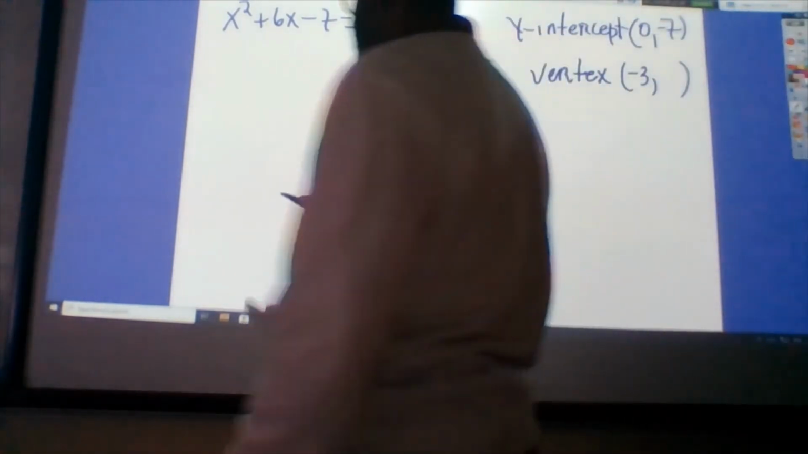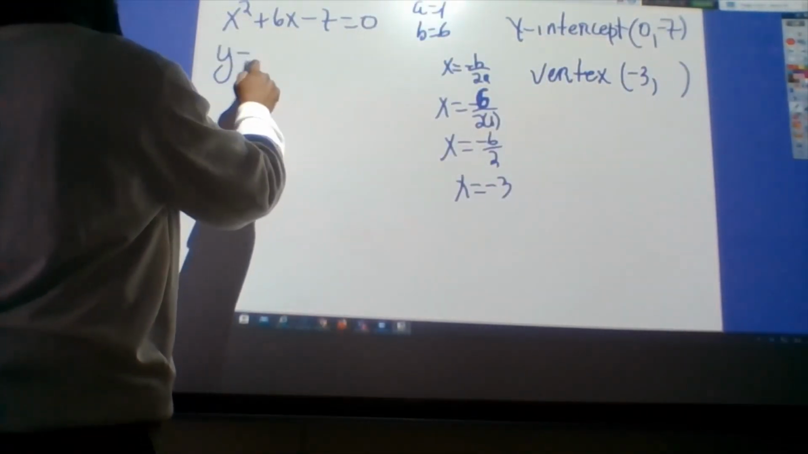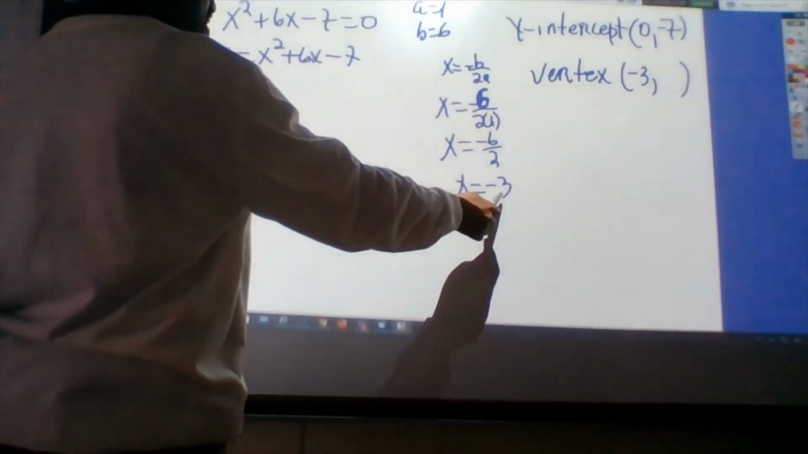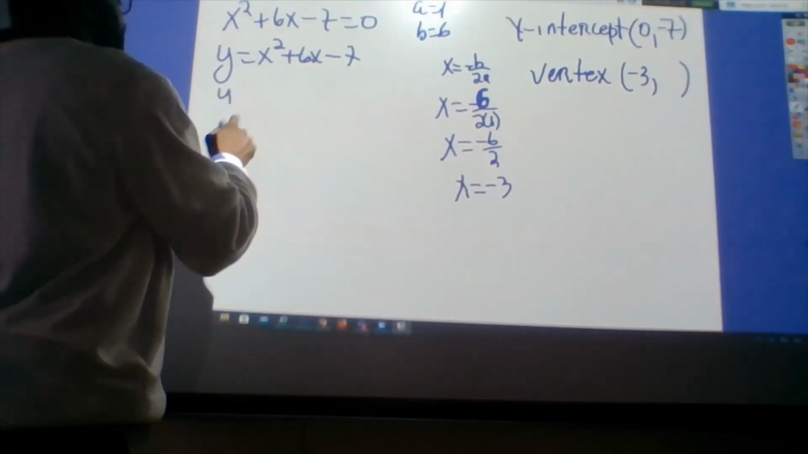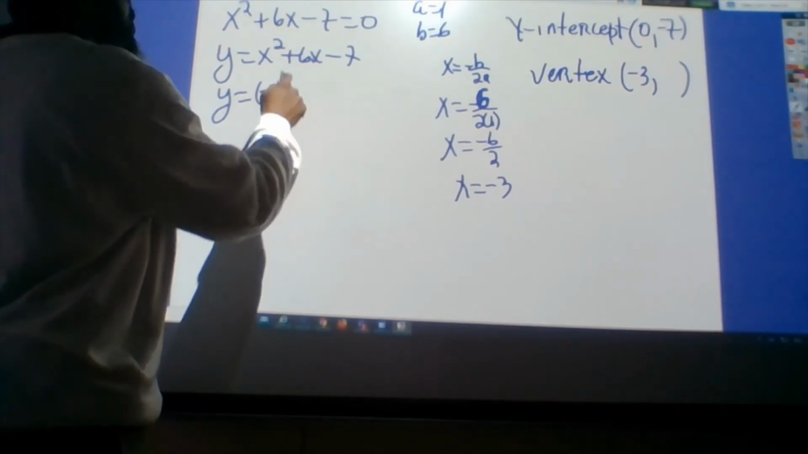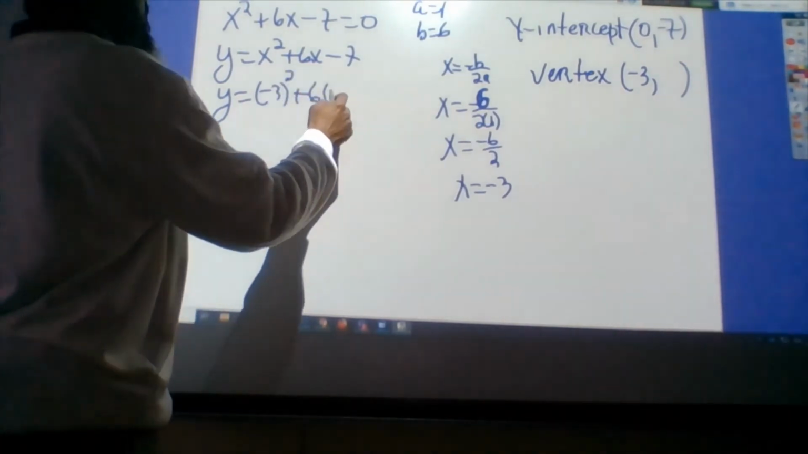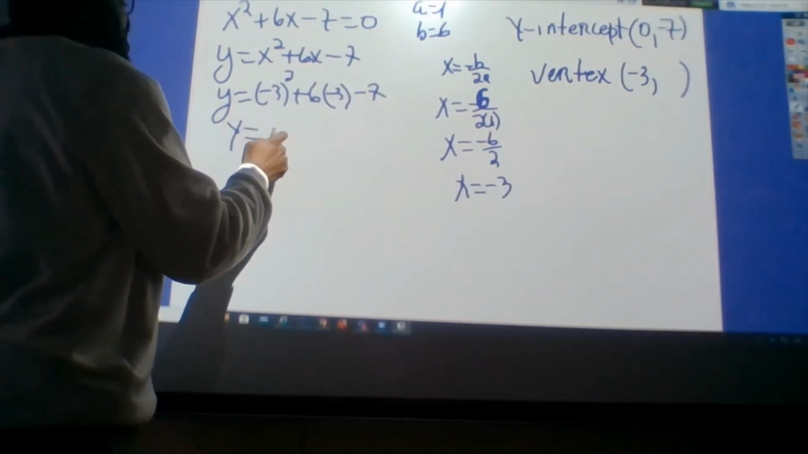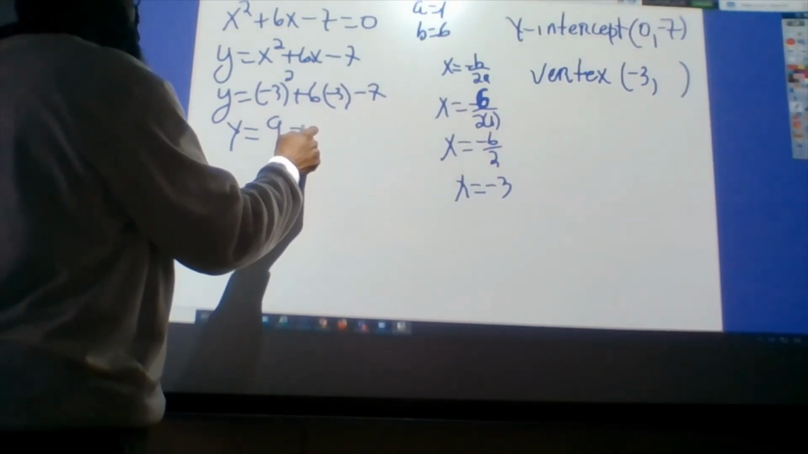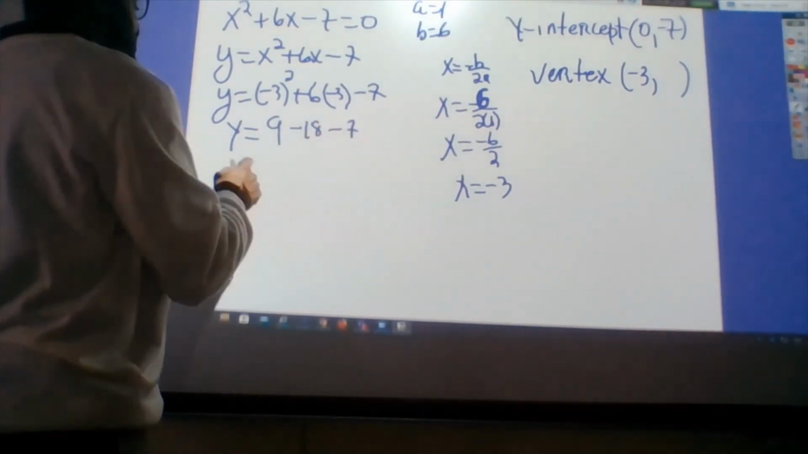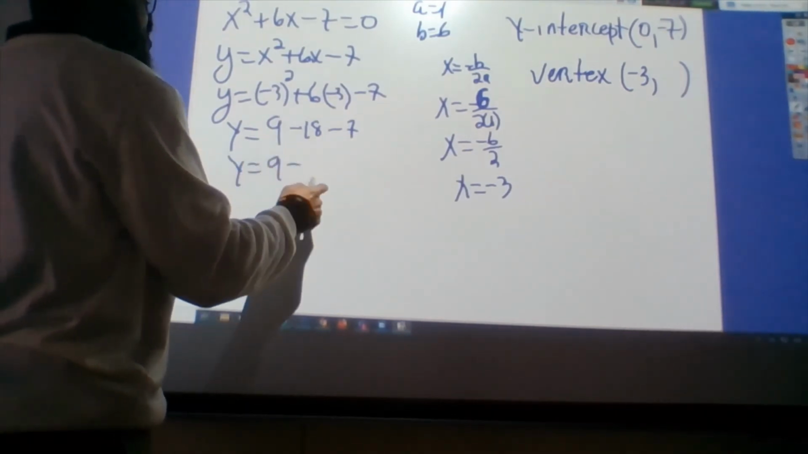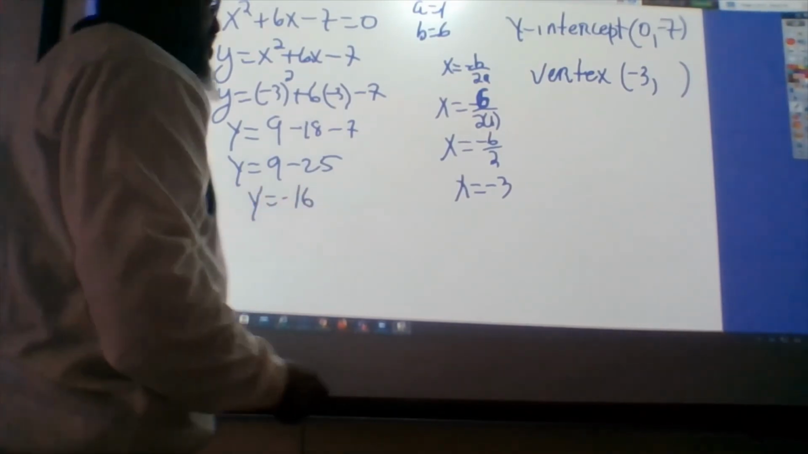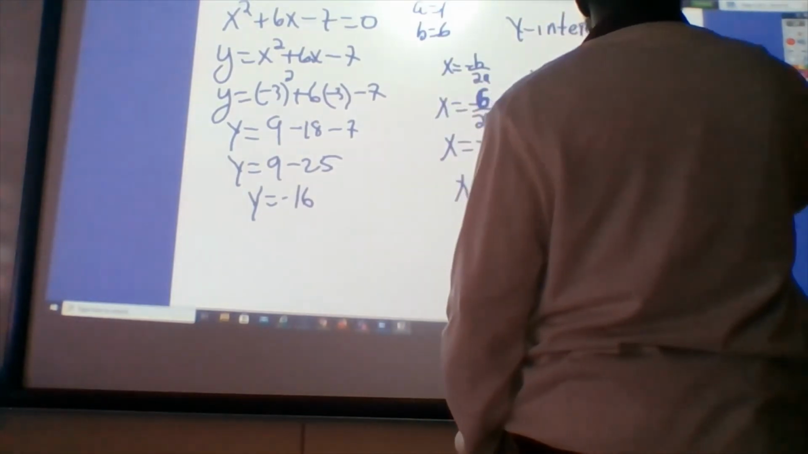In order to find y, I'm going to replace 0 with y. I have x squared plus 6x minus 7. Then I'm going to replace x with my axis of symmetry in that equation. Then I will have y equals minus 3 squared plus 6 times minus 3 minus 7. I'm going to evaluate that. Negative 3 squared is 9. 6 times negative 3 is negative 18, minus 7. I will have y equal 9 minus 25. And I will have y equal to negative 16. My vertex is negative 3, negative 16.